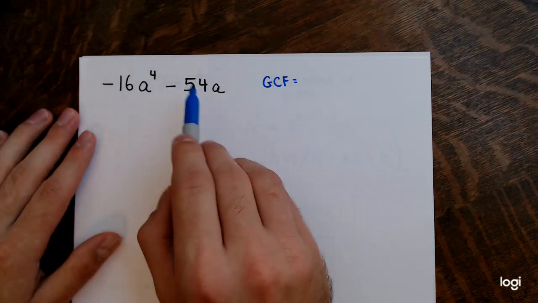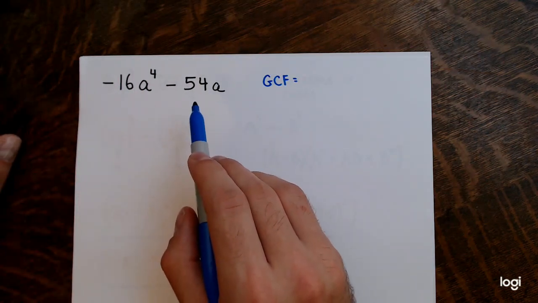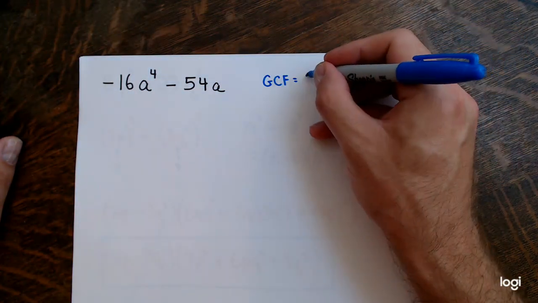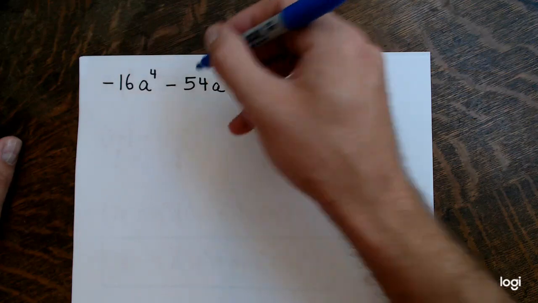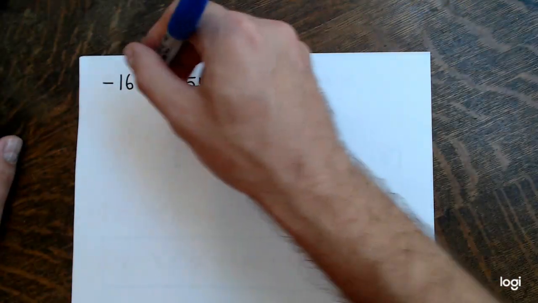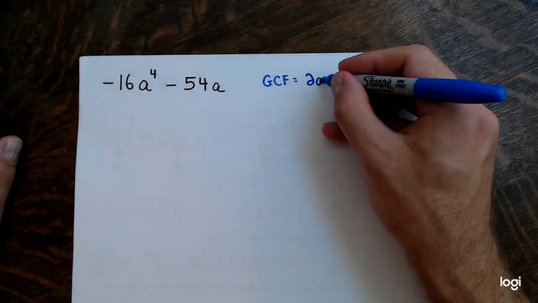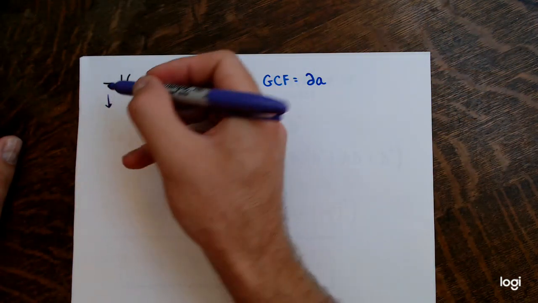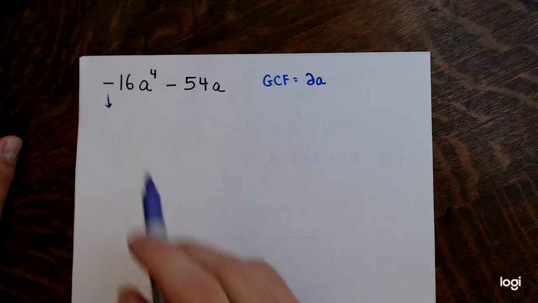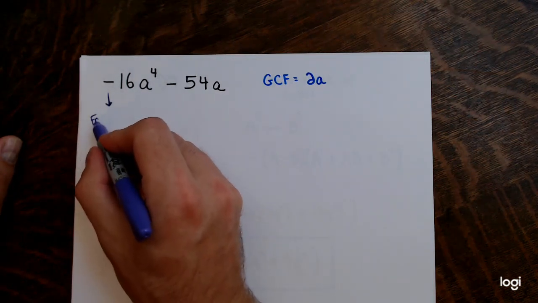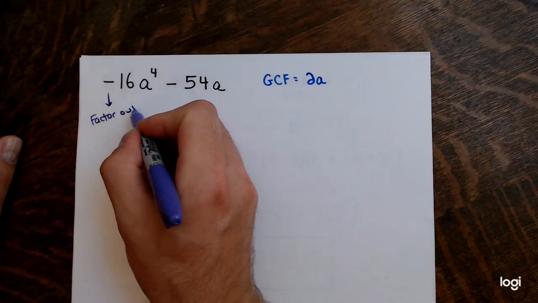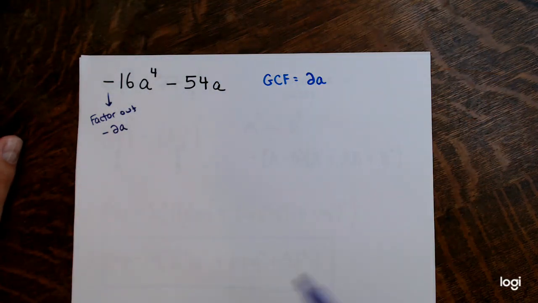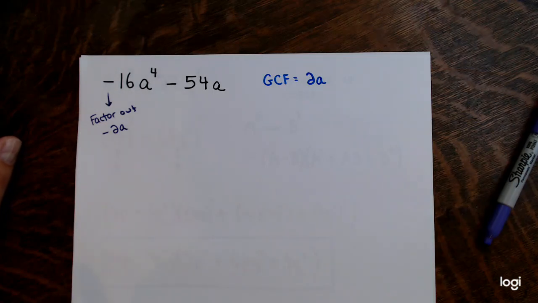Well, the greatest common factor of these two terms is, 2 goes into each of these evenly, right? This is 2 times 8, that's 2 times 27. And they both have a factor of at least a to the 1st. So 2a, but since my lead coefficient is negative, I'm going to factor out the opposite of the greatest common factor. I'm going to factor out negative 2a. All right, so let's see what happens when we do that.